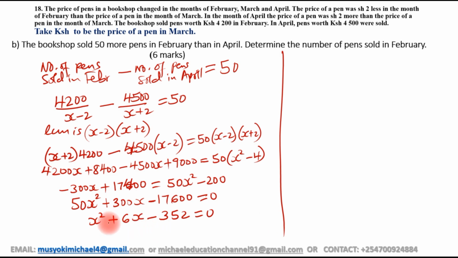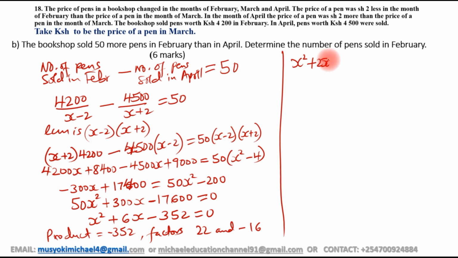Now I'm going to use the factorization method. So let me get the product AC, which will be minus 352 times 1, so that is minus 352, and therefore I also need factors of minus 352 such that when I add them I will get positive 6, that is the coefficient of x, and the factors will be 22 and minus 16. If you try to work it out, you get positive 6. So that middle part is written in the expanded form, and therefore that will be x squared plus 22x minus 16x minus 352 is equal to 0.